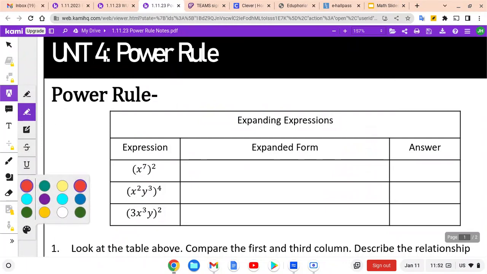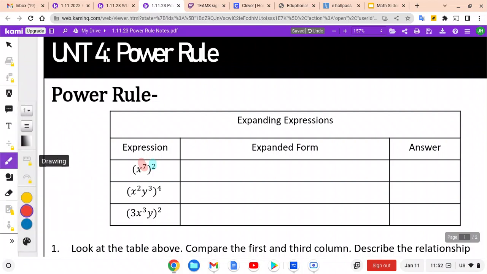So you notice there's going to be an inside exponent and an outside. So this is x to the 7th to the 2nd. We're taking a power to a power. So if we expanded it out, it would be x^7 times x^7. All right, so twice. Collect all the x's, you get x to the 14th.